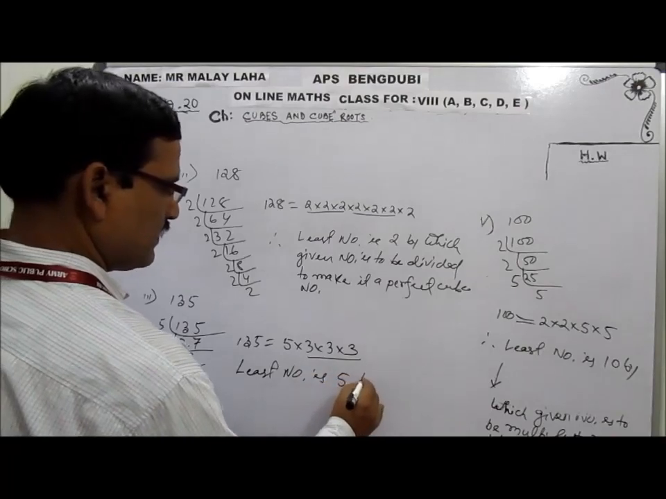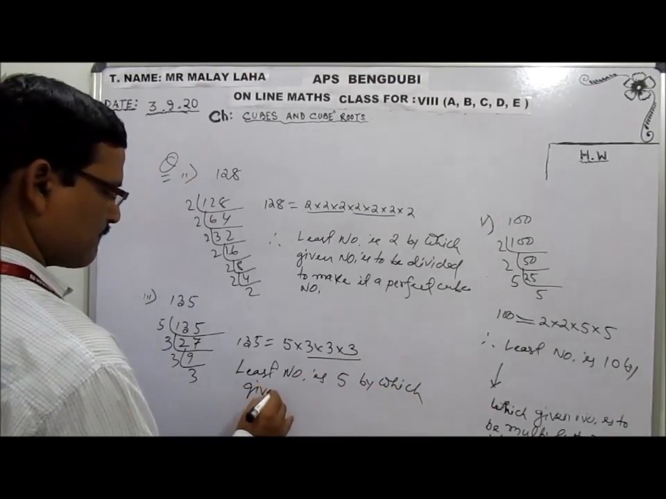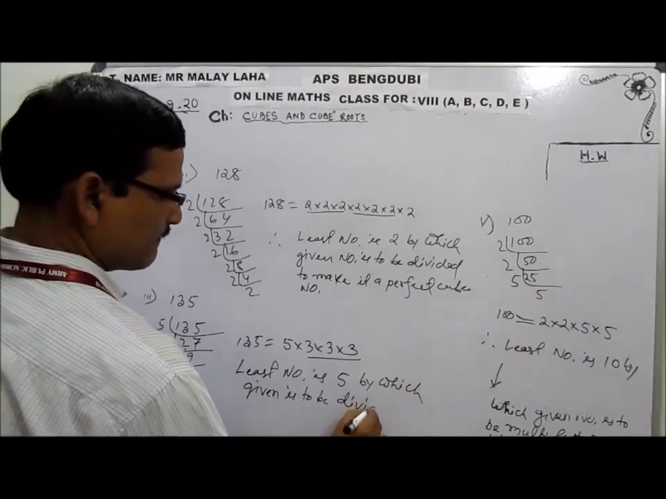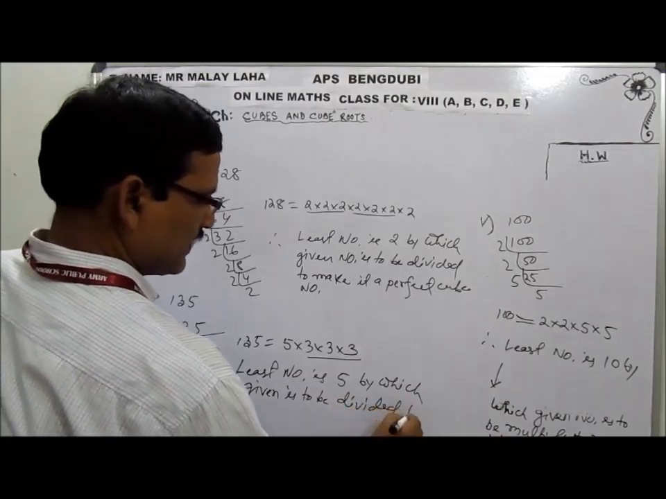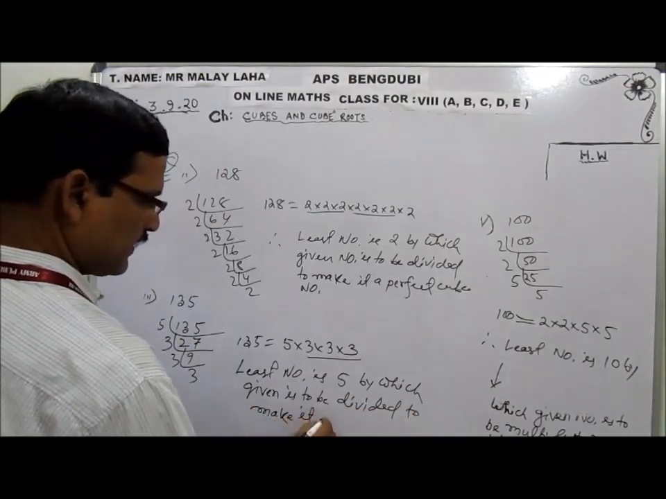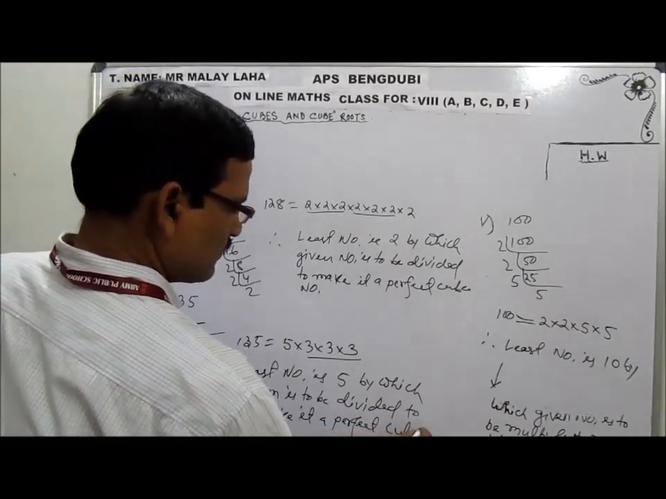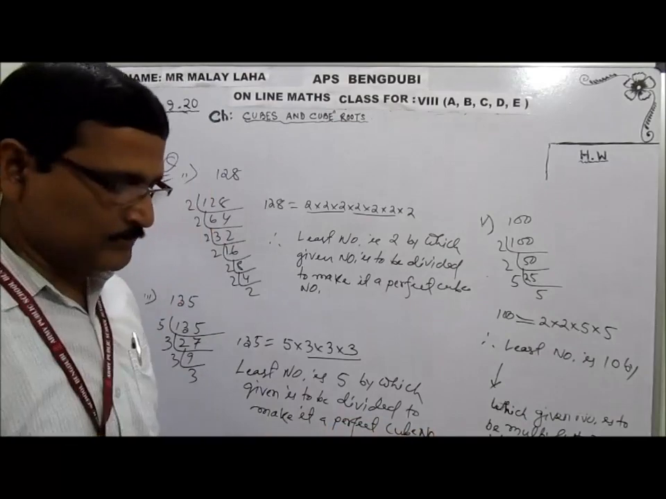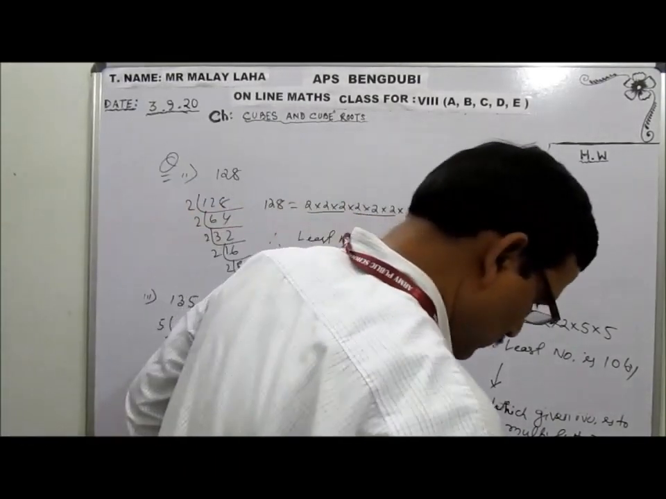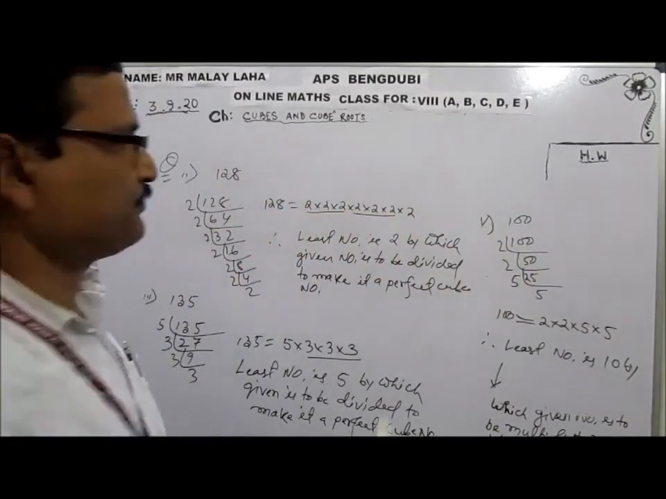So therefore the least number is 5, by which the given number is to be divided to make it a perfect cube number. Clear? Okay, two more questions are left. Let it be finished quickly.